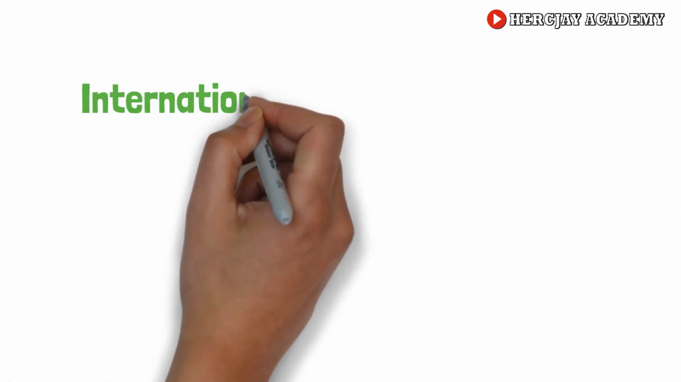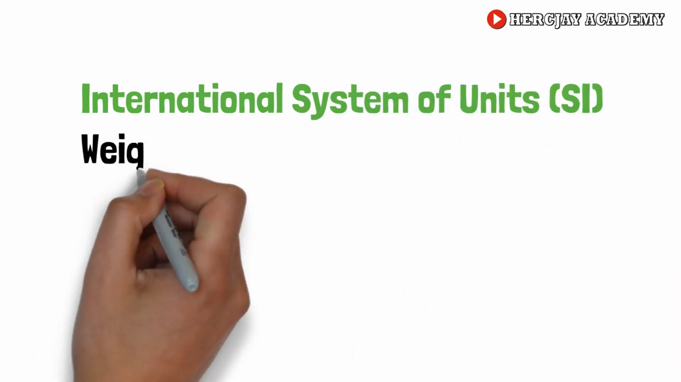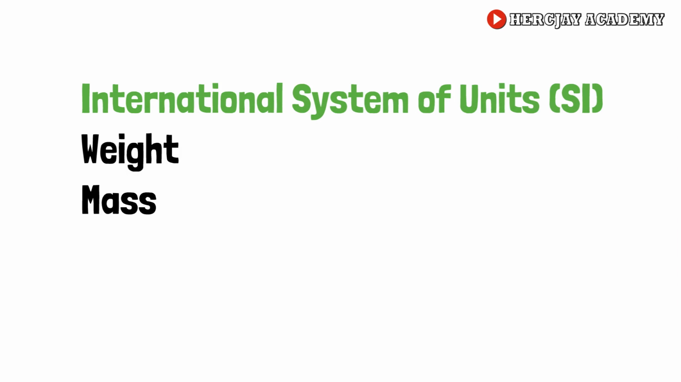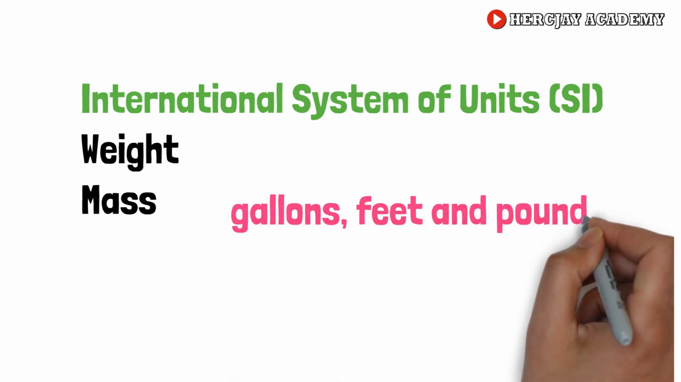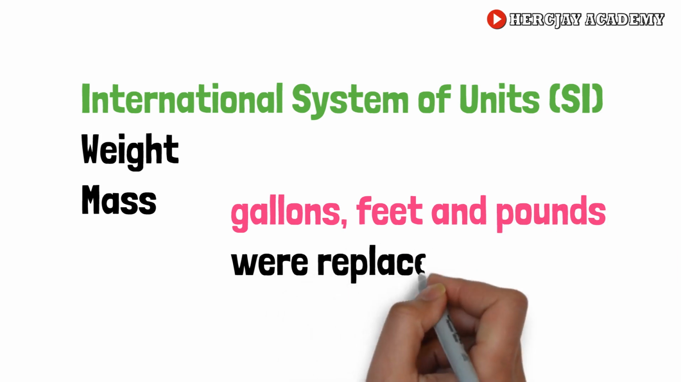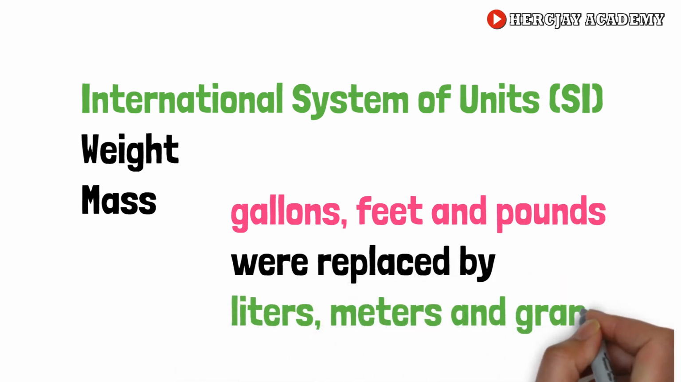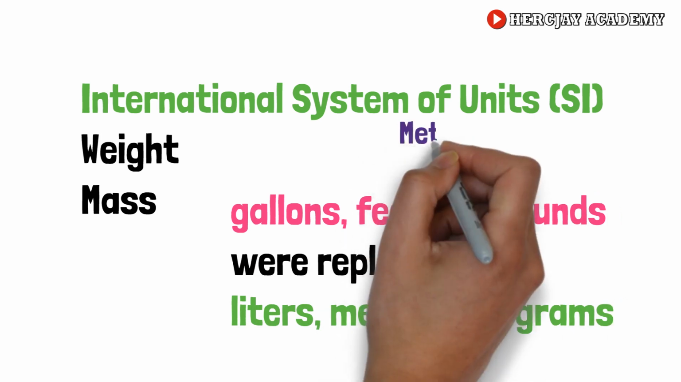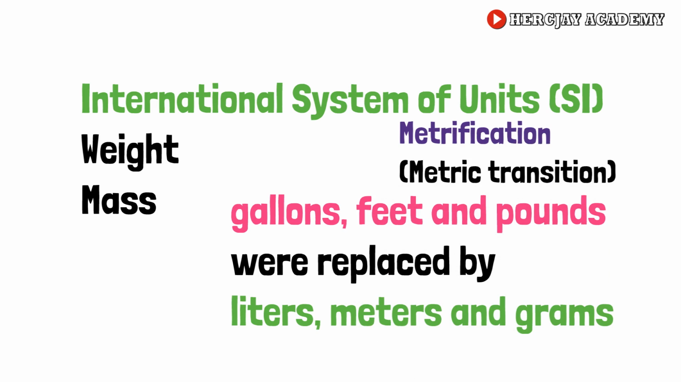The International System of Units is a globally recognized system of units for taking measurements like weight, mass, etc. It was formerly known as the metric system. With the introduction of the SI units, certain measuring units like gallons, feet, and pounds were replaced by units like liters, meters, and grams. The process through which this change occurred is referred to as metrification or metric transition.